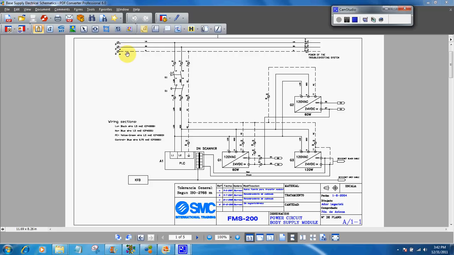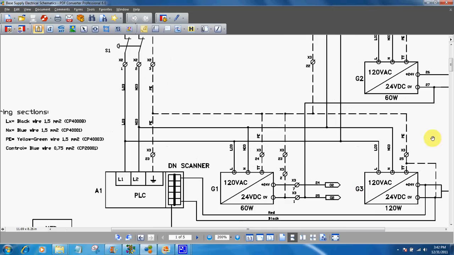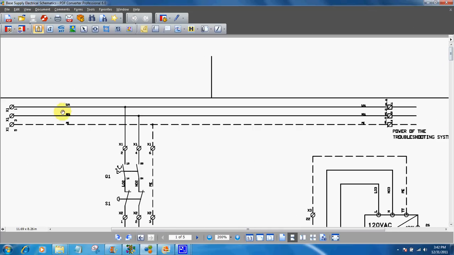First of all, we've got three lines that go across the top here, and if we zoom in on those lines, we'll explain them to you. Of course, we have L1, we have N1, and we have PE. So L1, of course, stands for line 1, or the hot connection. N stands for neutral, or the neutral connection. And PE stands for physical earth.